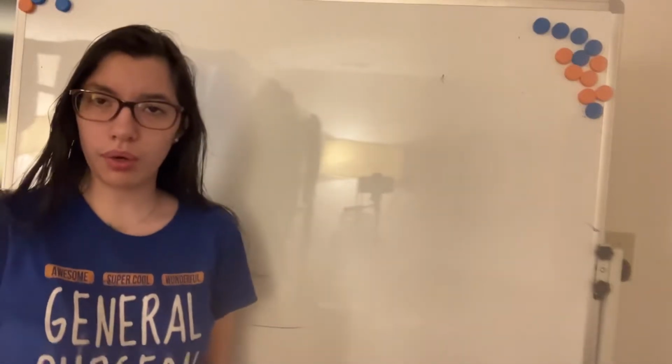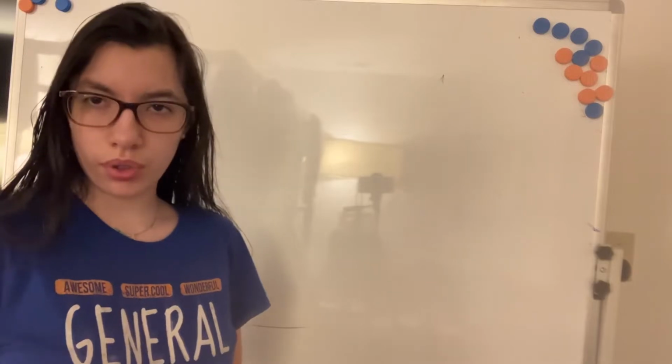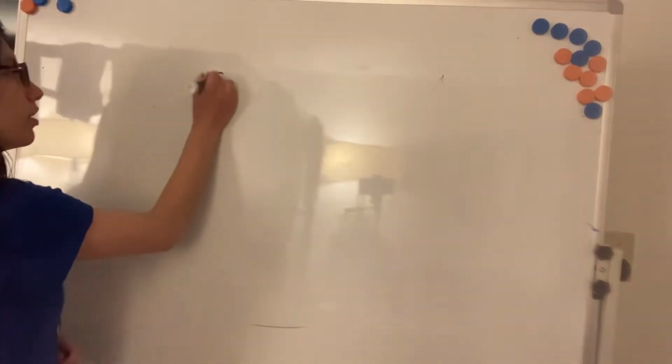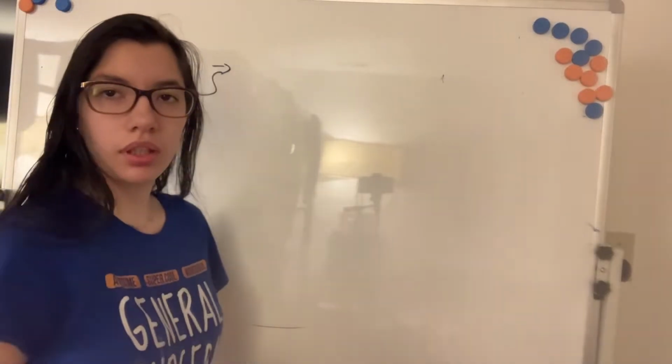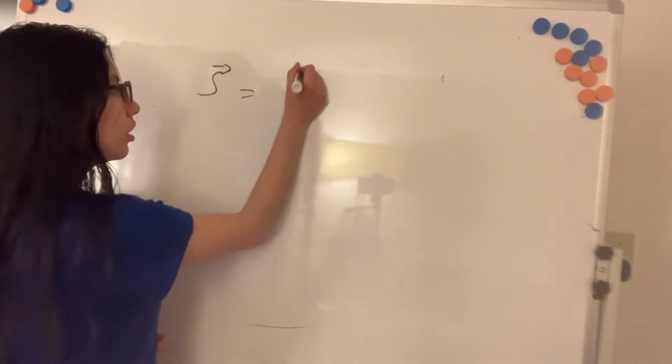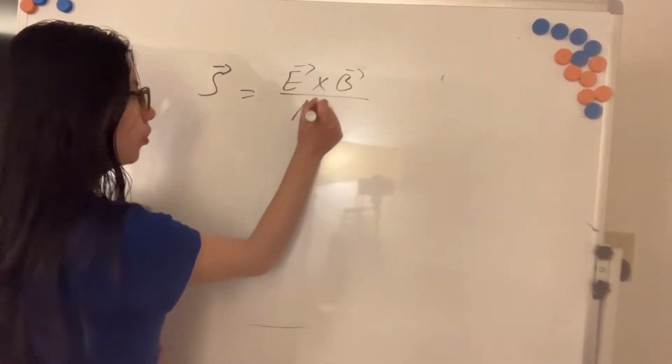Now we're going to talk about radiation pressure of the electromagnetic wave. In the previous video we saw the Poynting vector S that represents the energy flowing through a square meter in 1 second. This is the electric field cross product with the magnetic field divided by mu naught.